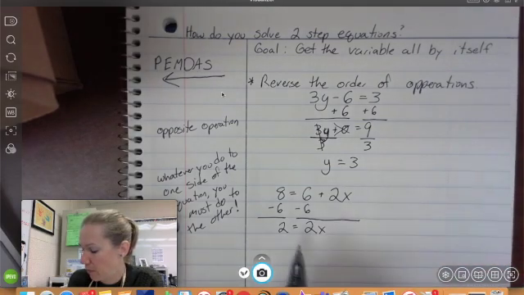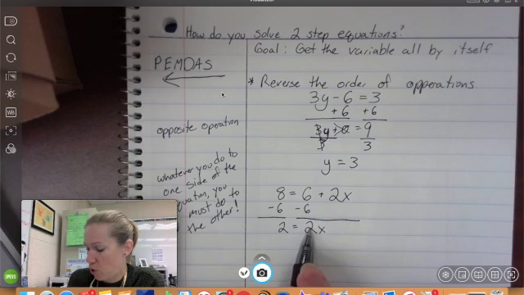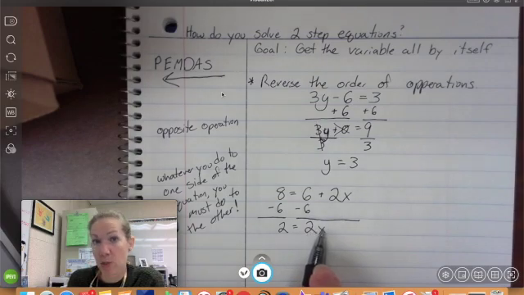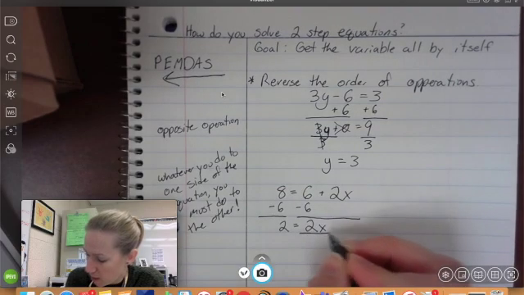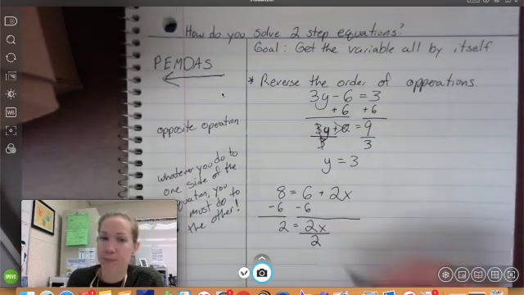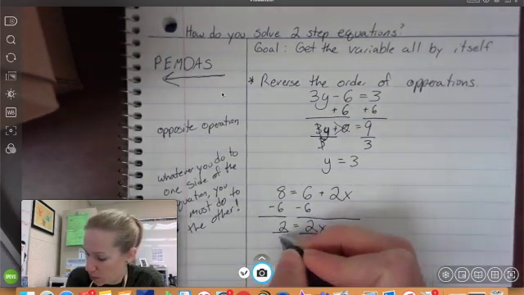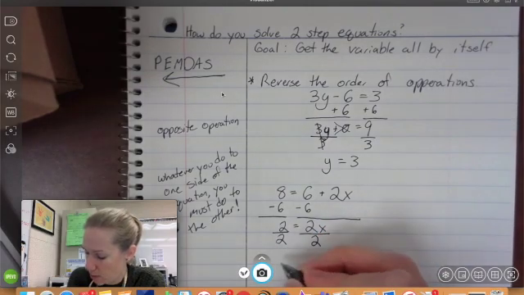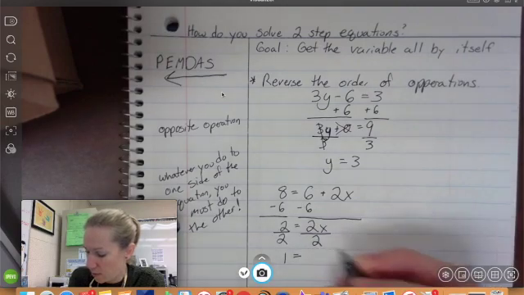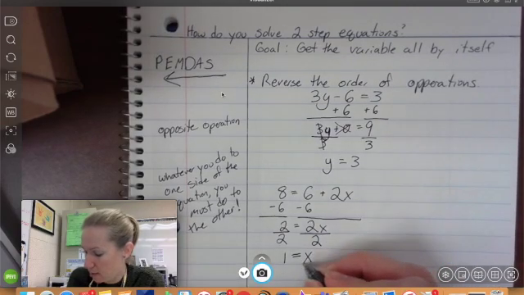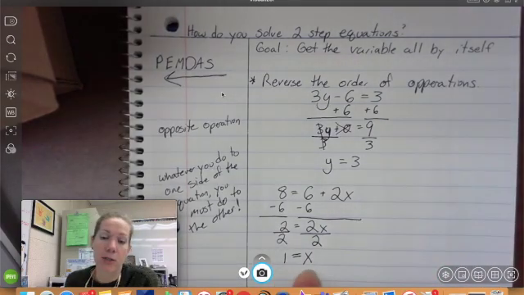You can put a plus out there, but if you don't put anything, you just automatically assume it's positive. Once again, we have 2 being multiplied by x. We do the opposite operation. We divide. And we're going to divide by 2. Whatever we do to one side of the equation, we must do to the other side of the equation. So 2 divided by 2 is 1. 2x divided by 2 is 1x. So here, our answer is x equals 1.